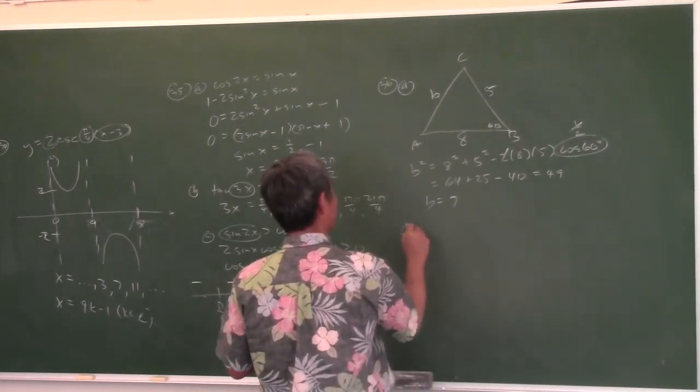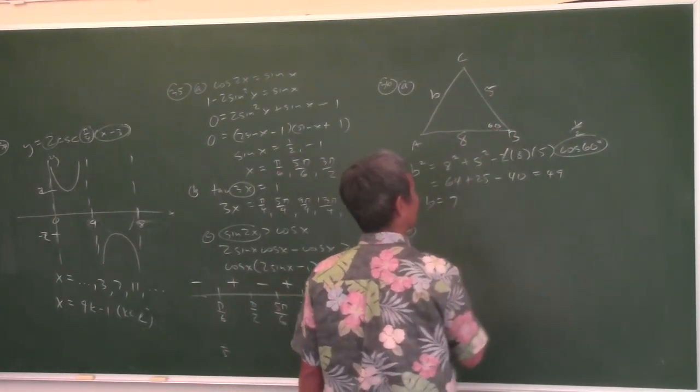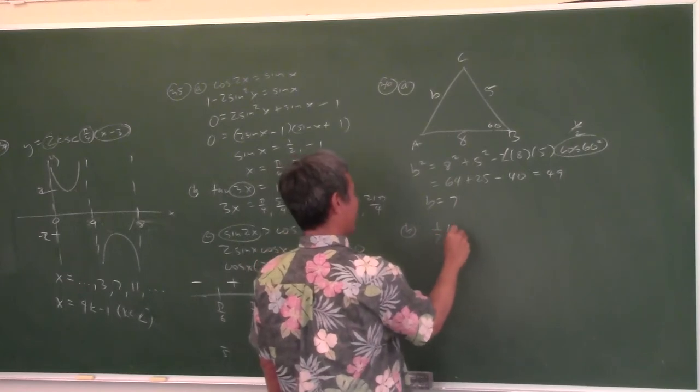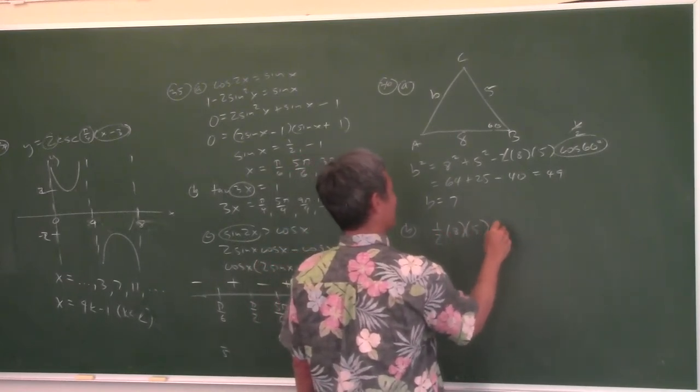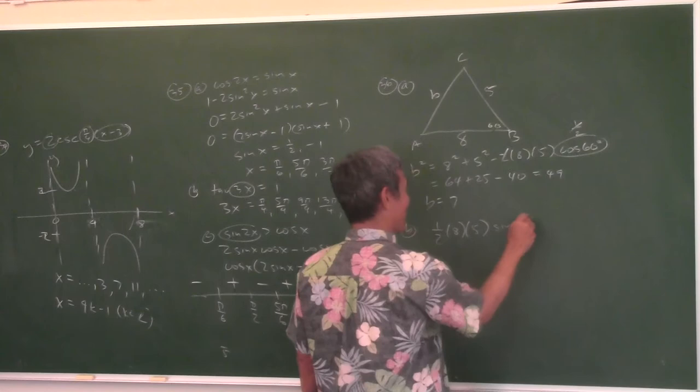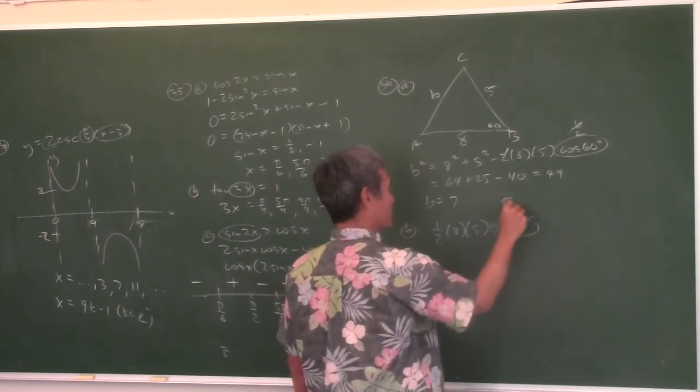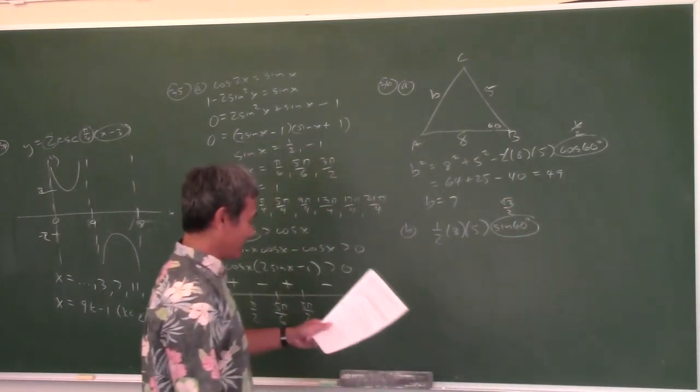Okay, find the area of this triangle. What's the fastest way to find the area of a triangle if you know two sides and the included angle? 1/2 AB sine C. That's the fastest way, and of course that's a number we know. Root 3 over 2. I think you can take it from there.